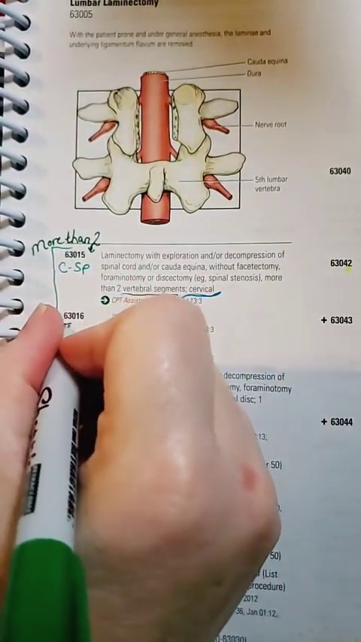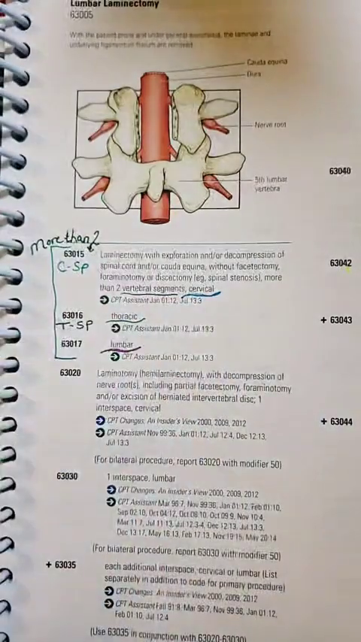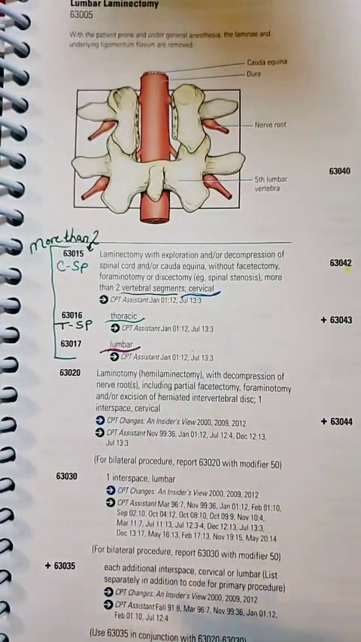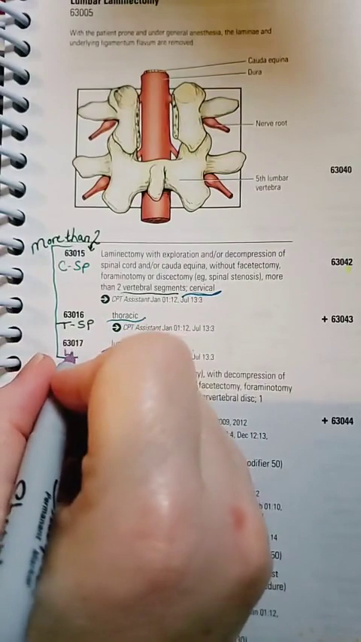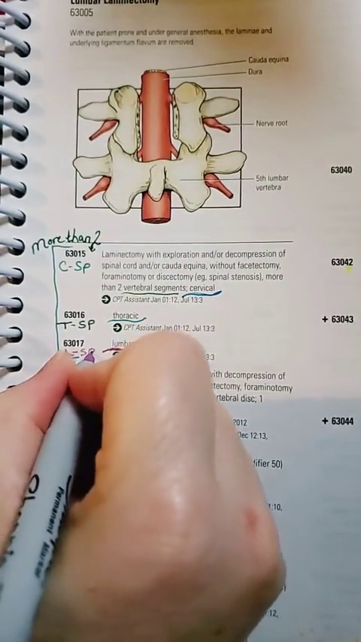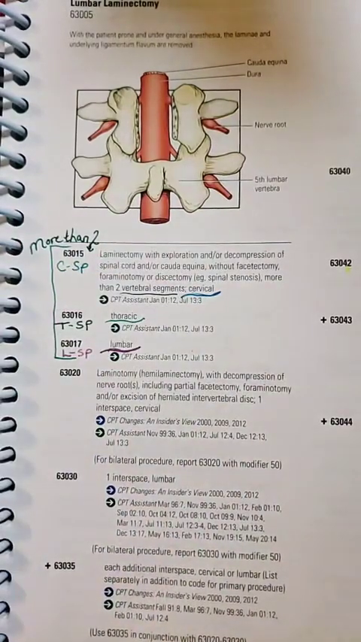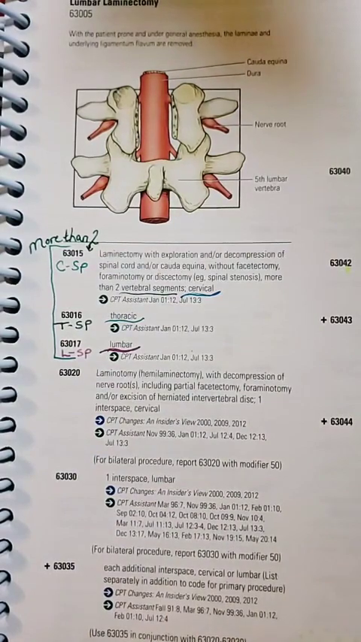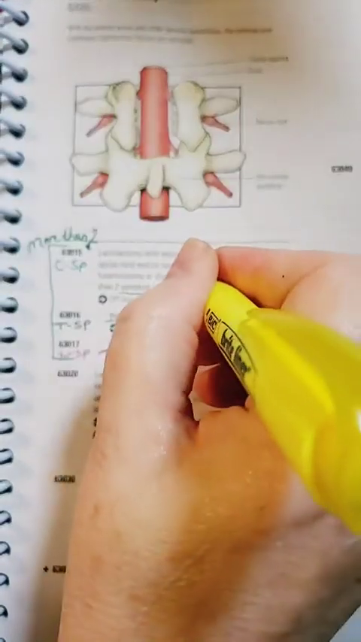Just abbreviations: T-spine, C-spine, lumbar, not that you really need it. They're all highlighted in different colors, which will light up to you right away. Definitely want to highlight what's in our bracket, which is stenosis.